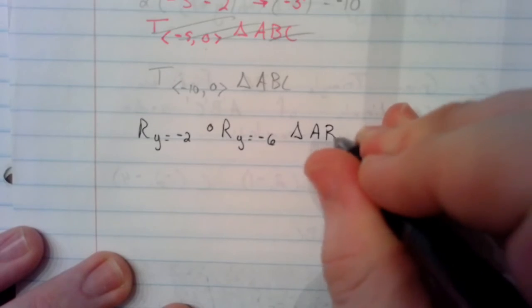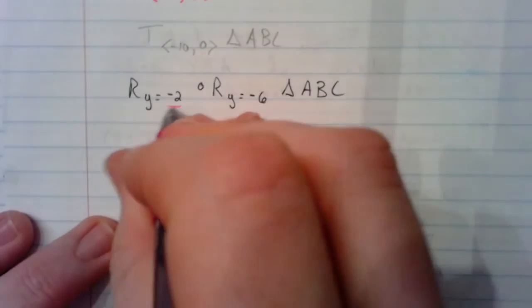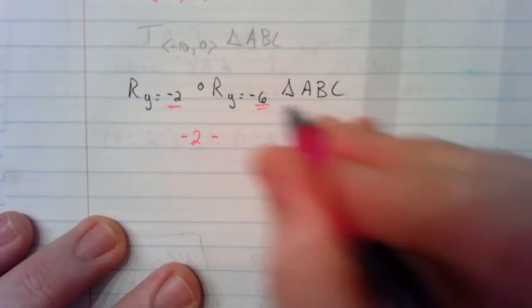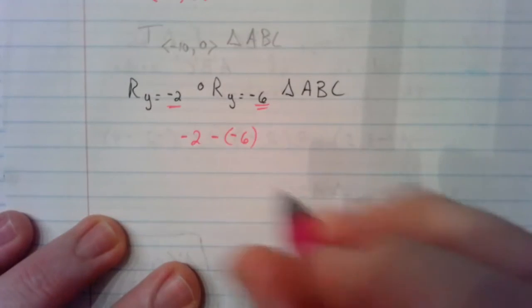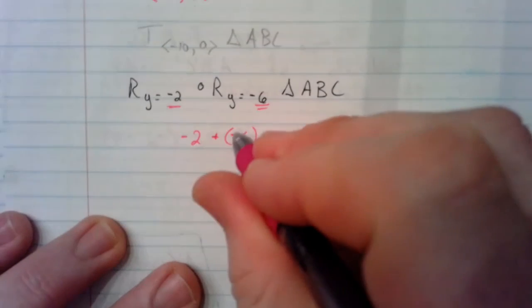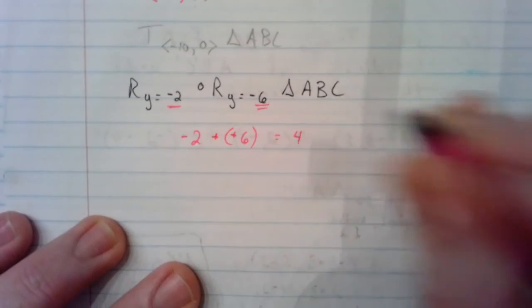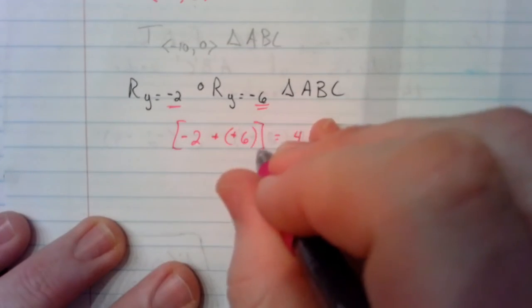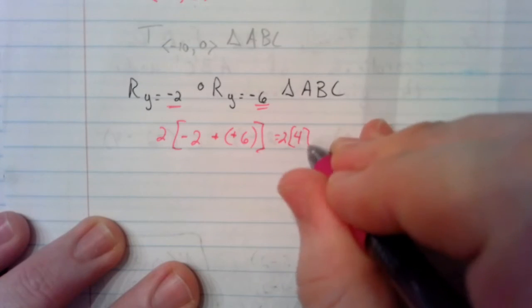This time I'm going to remember to double it. I'm going to take this number, negative 2, minus this number, negative 6. Negative 2 minus negative 6, negative minus negative becomes plus a positive, so negative 2 plus 6 is equal to 4. And then I double that. Don't forget to double it like I did the first time. So here I get 2 times 4, which is 8.